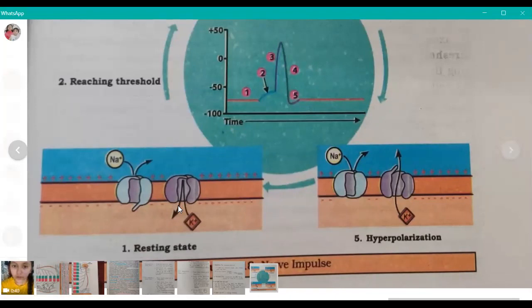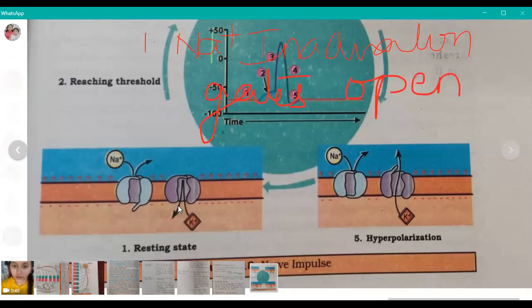Okay, so resting state. Let me write the information about the resting state. It's better we use red color. So we are talking about resting state. Sodium inactivation gates are open. I hope you can see. I'll take it a little bit bigger. Sodium inactivation gates are open. So I label it also here. Next, number 2: sodium activation gates are closed.